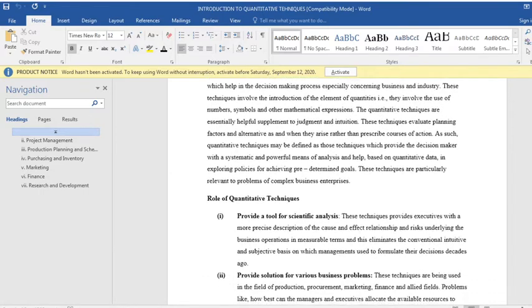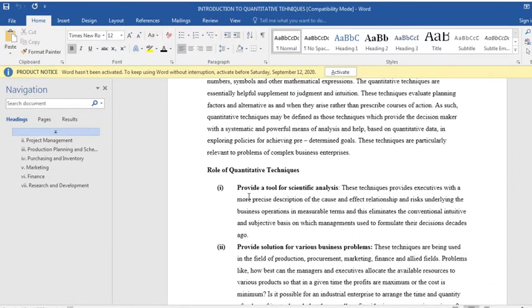The roles of quantitative techniques are as follows. Number one, it provides a tool for scientific analysis. Here, it simply means that managers or executives must analyze each and every decision they make in terms of cause and effect, and also cost and benefit, so that they make the decision that is most viable in an organization depending on the resources which are available.